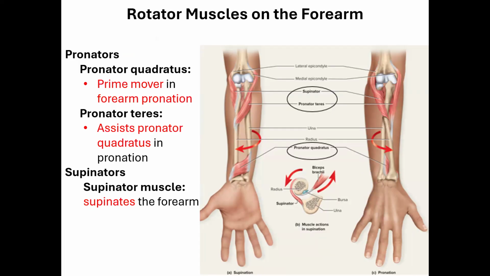And we said there are two movements. One is called supination and one is called pronation. For pronation, there are two muscles: pronator quadratus, that's the main prime muscle for pronation, and there's another muscle called pronator teres. So two muscles cause pronation. And supination is very easy, there's only one muscle. It's called the supinator muscle. So you have one supinator and two pronators.